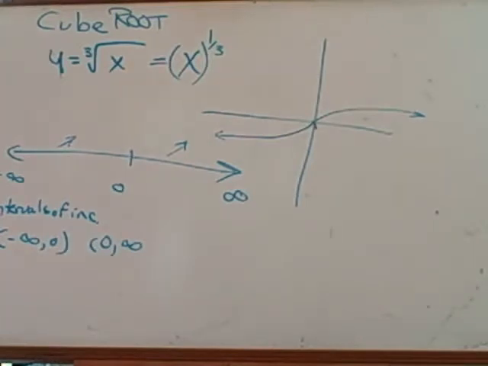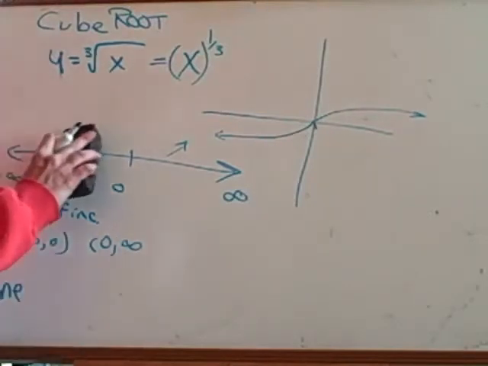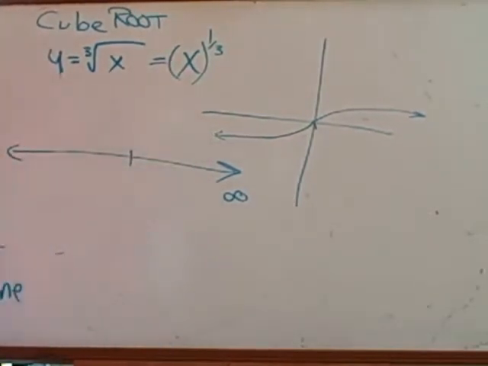Intervals of decrease, that would be none because it's not decreasing anywhere. Relative local max, none. There's not any maximum. Relative local min, there's not any minimums. So none. Okay, let's talk concavity for a second.